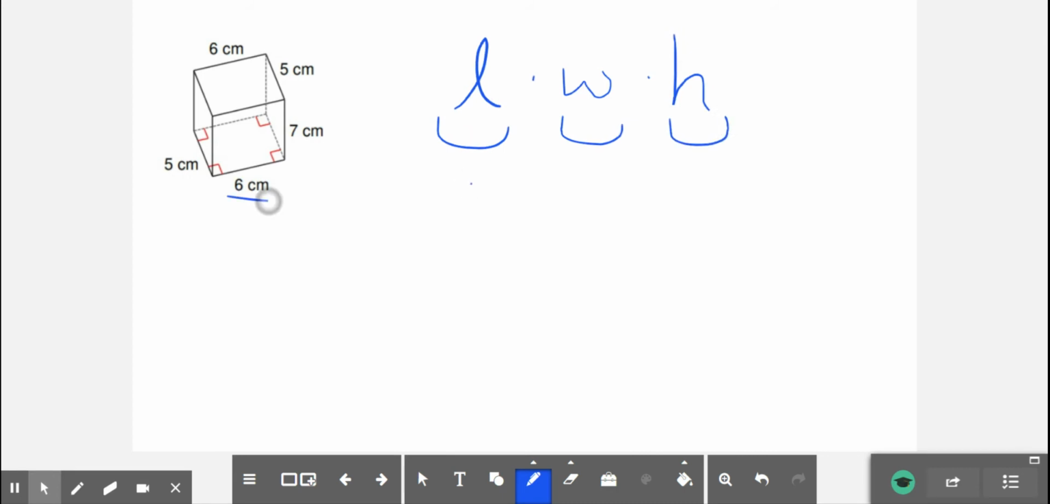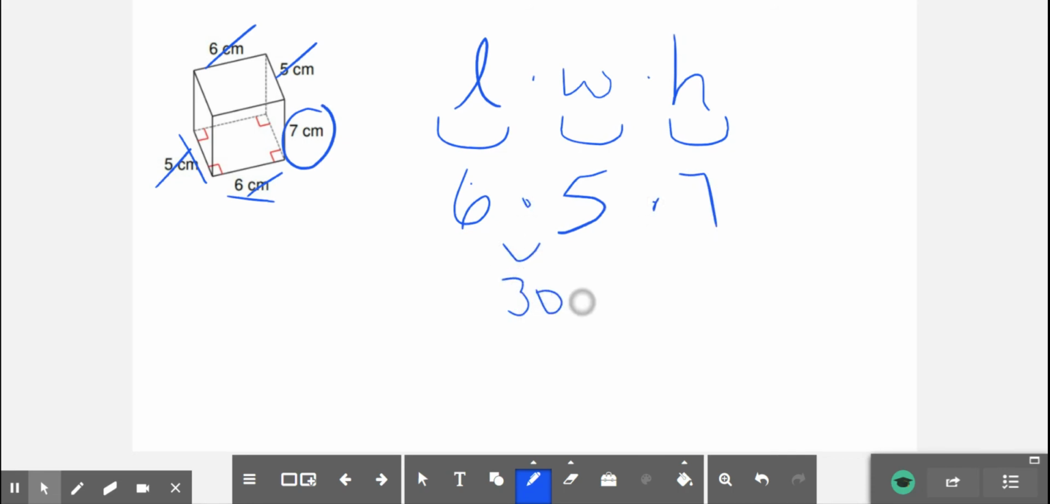So if we choose 6 to be the length, now we're done with the 6. We don't need either of those numbers. The width is 5. So we already used the 5, which is the same as that 5. And the height is 7. So we're multiplying 6 times 5 times 7. 30 times 7 equals 210 cubic centimeters.